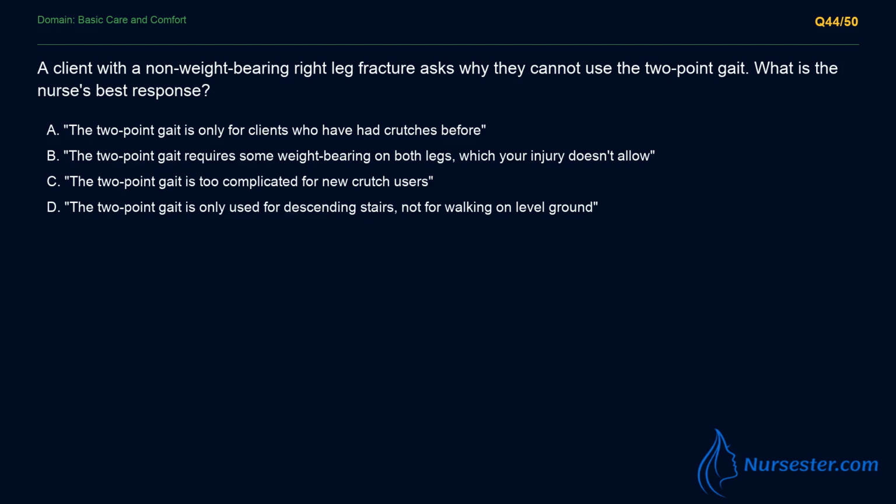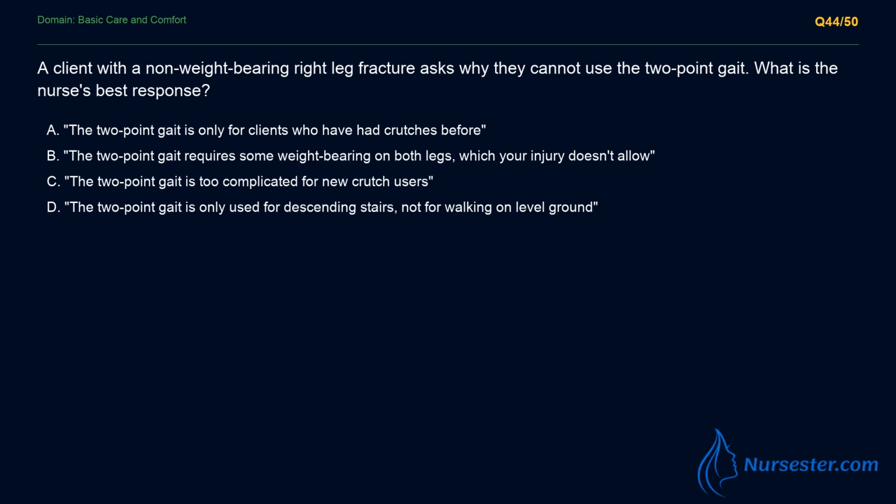Question 44. A client with a non-weight-bearing right leg fracture asks why they cannot use the 2-point gait. What is the nurse's best response? Option A. The 2-point gait is only for clients who have had crutches before. Option B. The 2-point gait requires some weight bearing on both legs, which your injury doesn't allow.